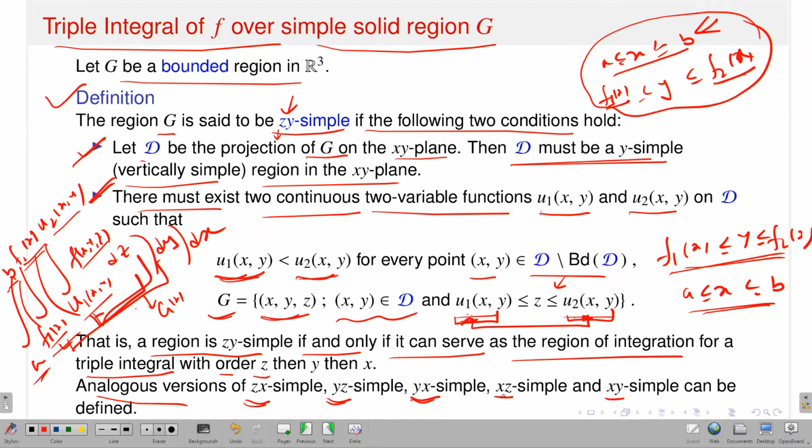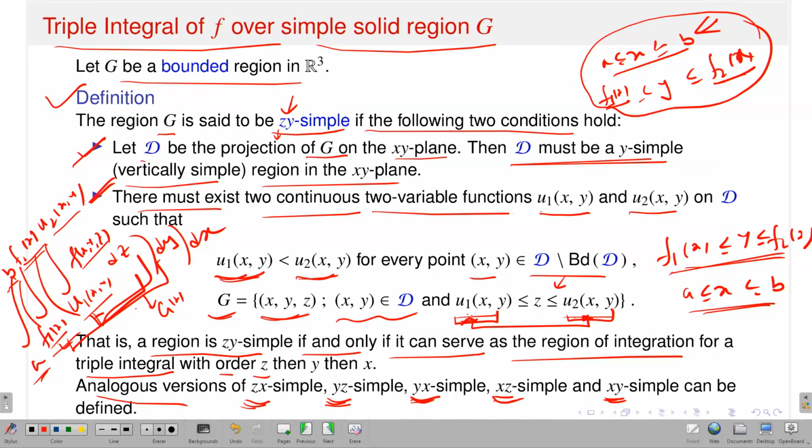Similarly, you have zx simple, yz simple, yx simple, xz simple, xy simple, all sorts of domains you can talk about. Maybe I will talk about one or two more domains, then it will be more clear. But parallelly, similar things apply. You just have to play with the corresponding variables, which variable you are keeping fixed, and you take the projections, whether it is vertically simple or horizontally simple. If you understand the zy simple domain clearly, analogously you can define all the others and perform the integration accordingly.